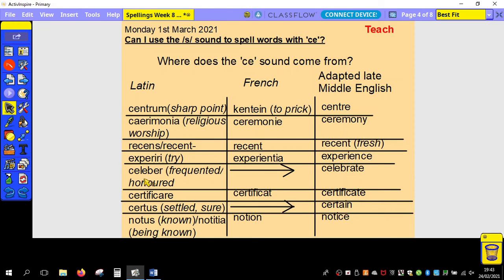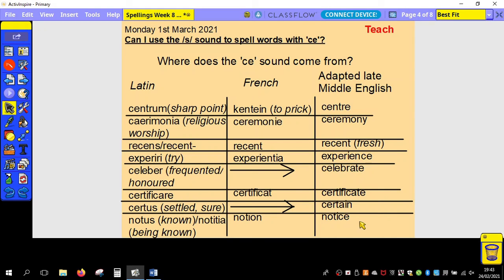Celebre, so they've got it here again. To celebrate, frequented and honoured was the original term. Certificate, to certificate. We've got certificate in French. Certus used to mean settled or sure, and it's not changed much of a definition in English with certain. We've got notice, known. Notia is being known. Notitia, I actually think that is, which has gone on to notion, which became notice in England with the S sound.